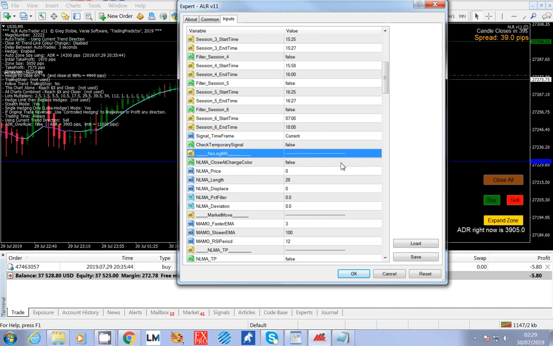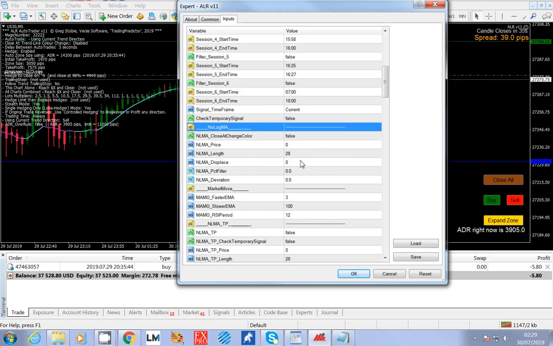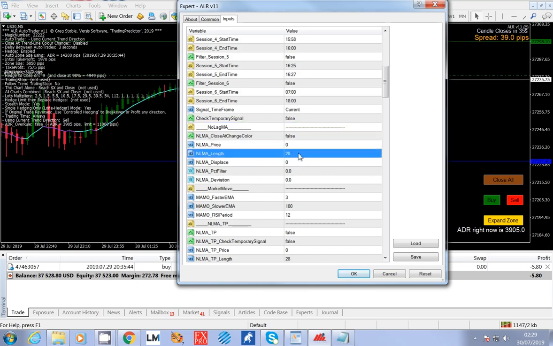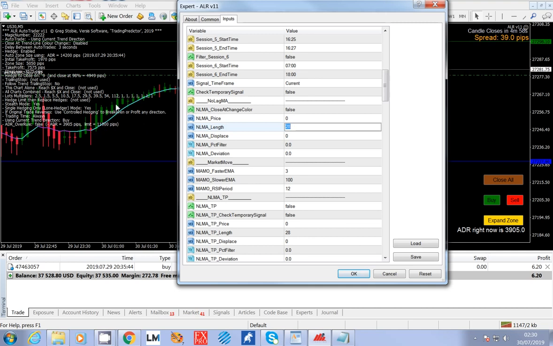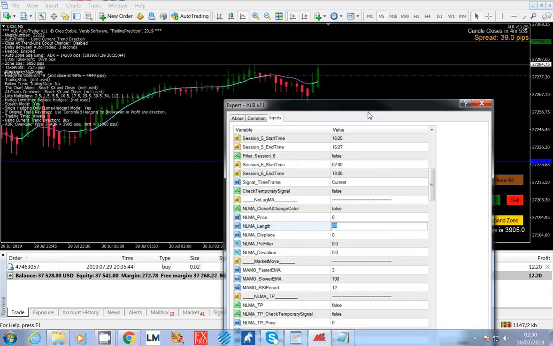Right, the no lag MA, that is the blue and purple line you see on the chart there. You don't need to change any of these settings except maybe this one, the NLMA length, which is the sensitivity of the change of the purple and blue lines. It's up to the individual to decide if they want to change this, but you shouldn't really need to. Basically put, the lower the number here, the more sensitive it is, and you'll get more purple, blue, purple, blue lines as the trend slightly changes throughout the day. If you make it a medium-sized number such as 28, under 50, then you'll get an effect like this.